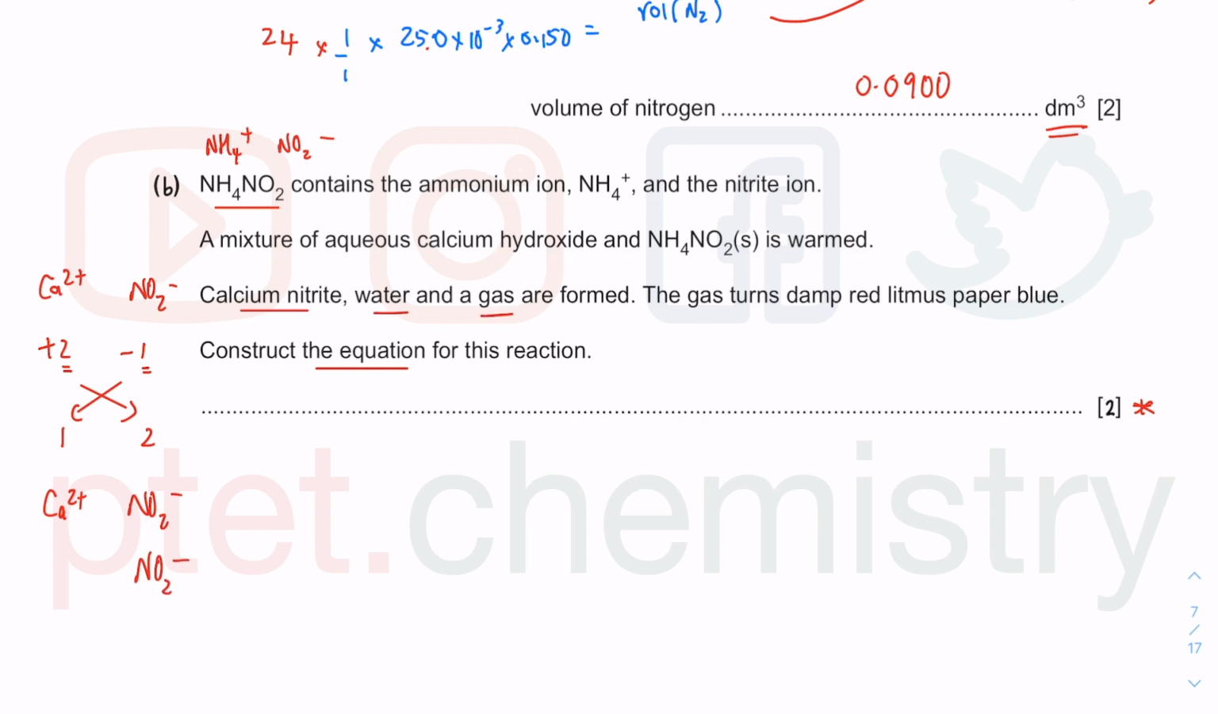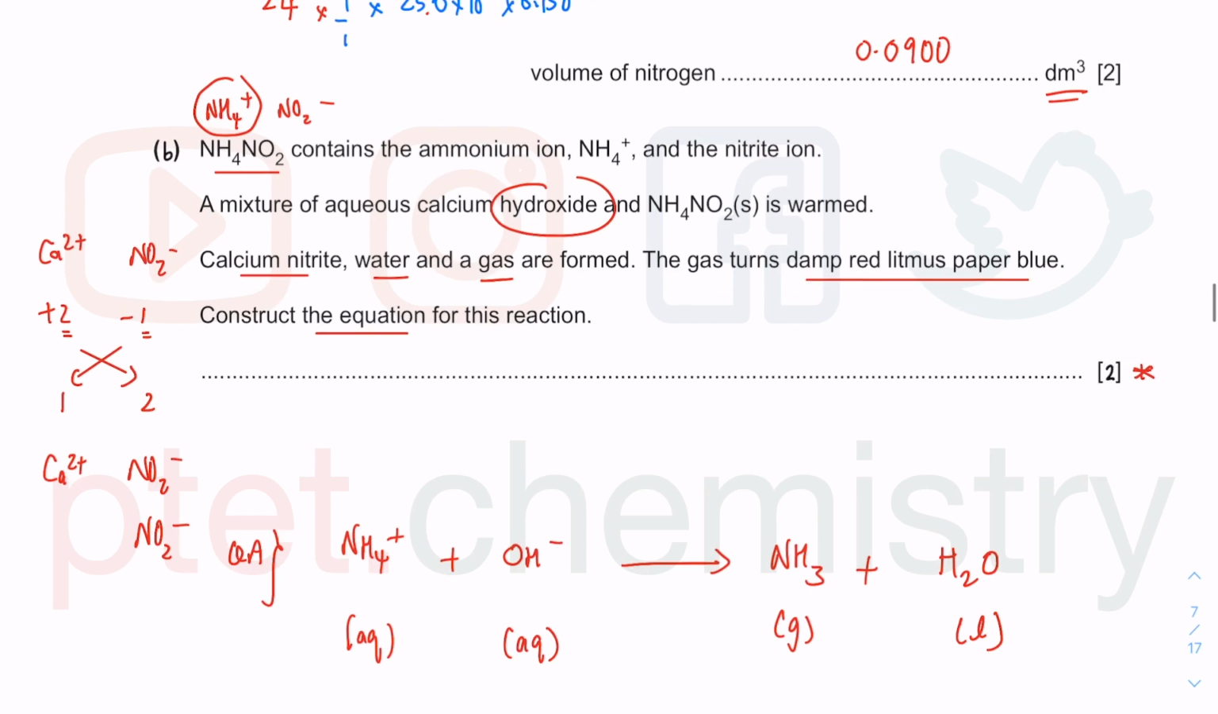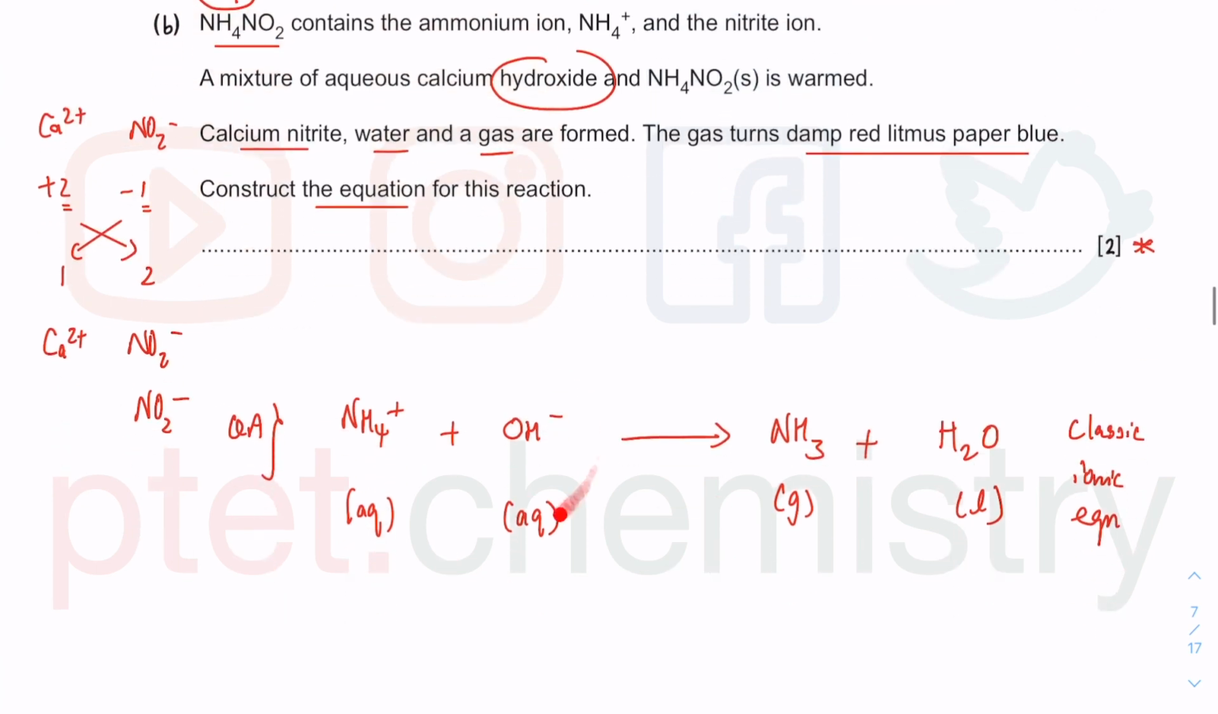You get a water and you get a gas. This gas turns damp red litmus paper blue. It comes from ammonium ions reacting with hydroxide. Not the first time you have seen this, because this is in your qualitative analysis, as well as when we did ionic equations. This will form NH3 gas plus H2O liquid. We know that this is a classic ionic equation for what happens when ammonium ions react with any hydroxide.